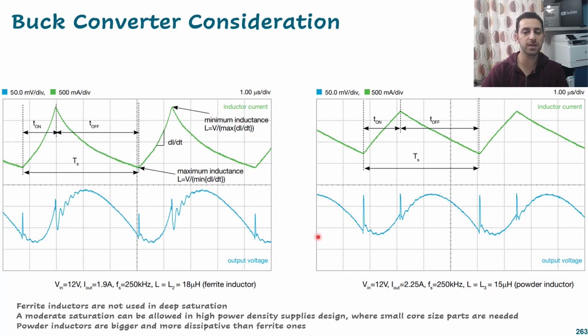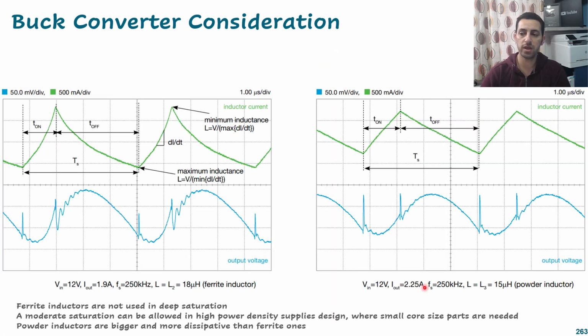That's why designers sometimes look at what is better for their application. If it's low current delivery, we can go with the ferrite inductor. If it's very high frequency, we can also choose the ferrite inductor. But for high power and high or medium frequency, we are going to use powder inductors.